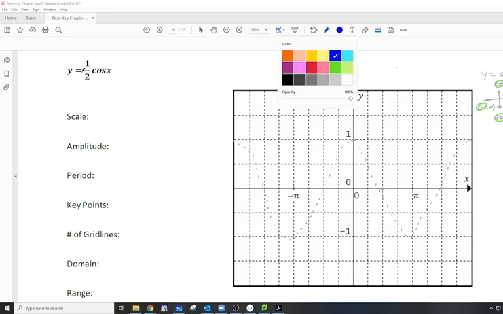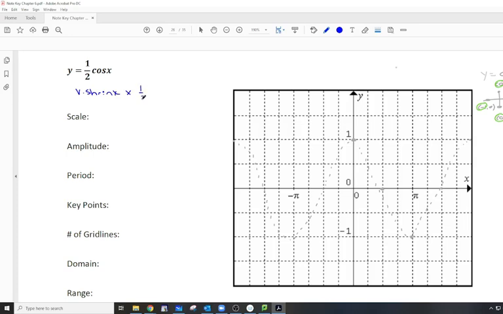We have 1/2 cos x. I'm going to get a vertical shrink by 1/2. So what's that going to affect? Well, it's not going to affect the scale of the graph. The scale of this graph is pi/4, 4 grid lines to get to pi. The amplitude of my graph is going to be 1/2 because it's the absolute value of a.